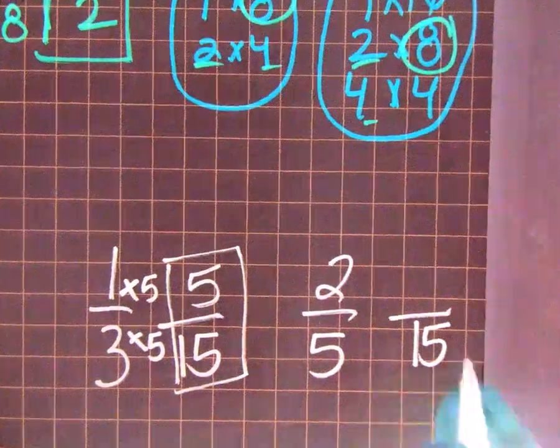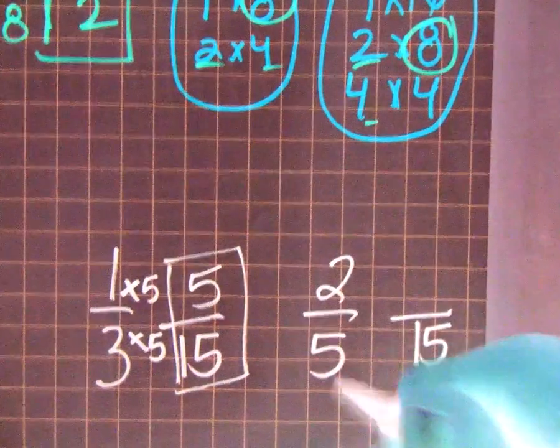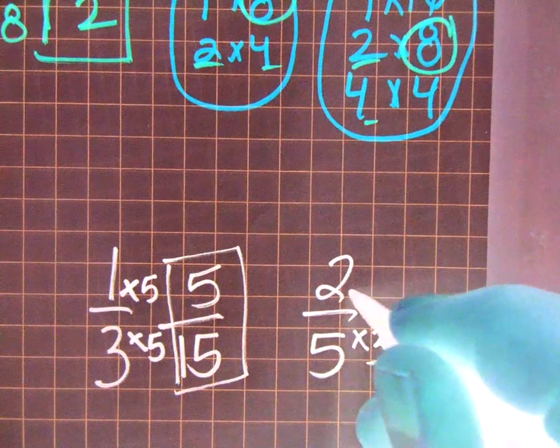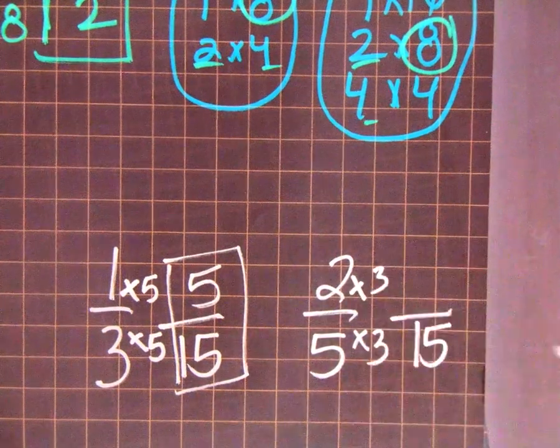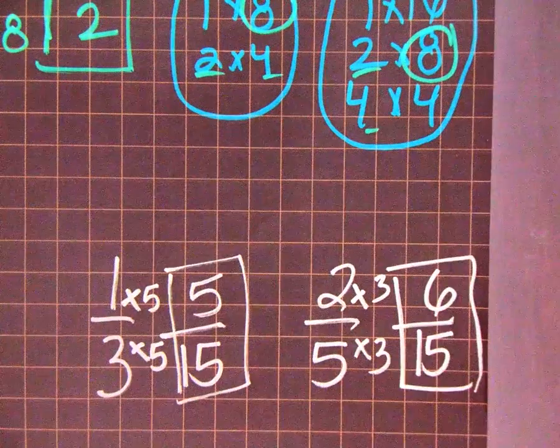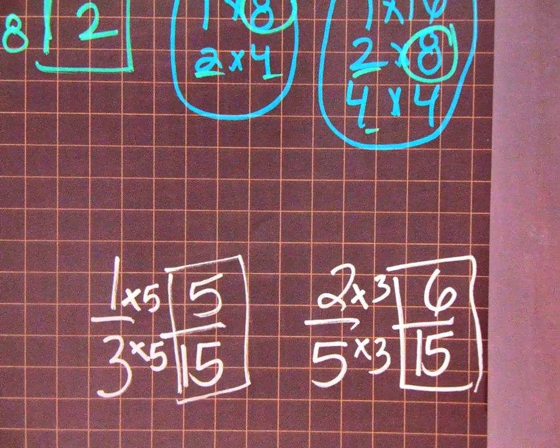So that means this fraction over here, I need to do the same thing. 5 times what? 5 times 3 is 15. So I need to do the same to the top. 2 times 3 is 6. So now I have 2 fractions. I have 5/15ths and 6/15ths.